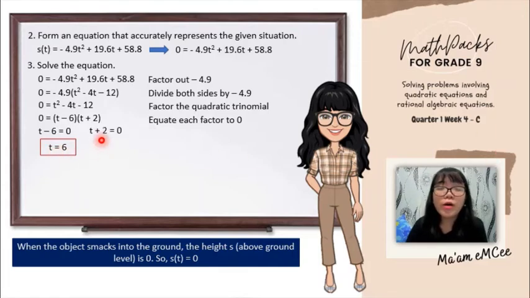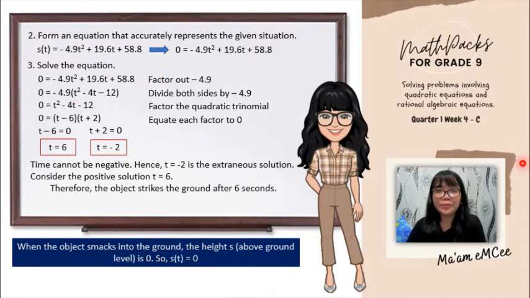Then we equate the other factor, t plus 2, equal to 0. So transposing again positive 2 to the other side of the equation, we will have t is equal to negative 2. So this will be our another solution for our quadratic equation. Now, remember t here is our time, and time cannot be negative. Hence, t equals negative 2 is the extraneous solution.